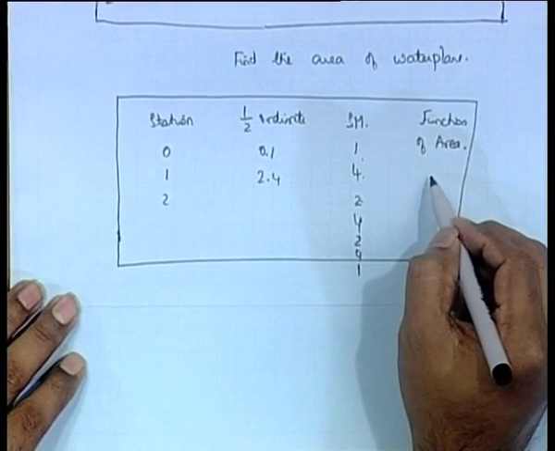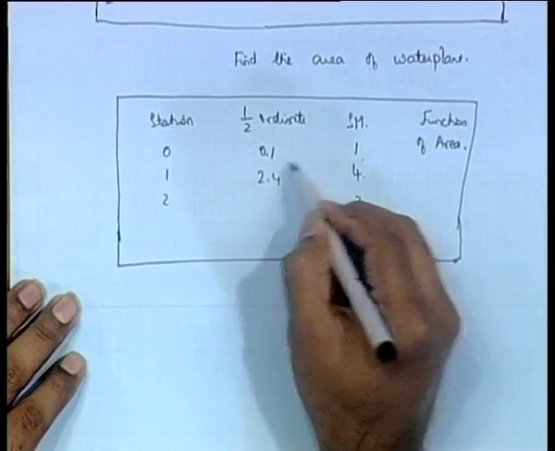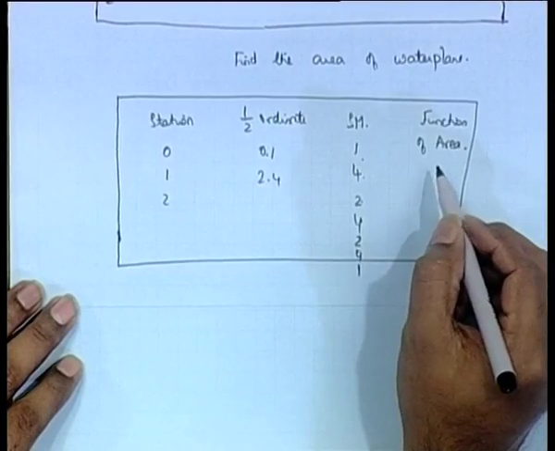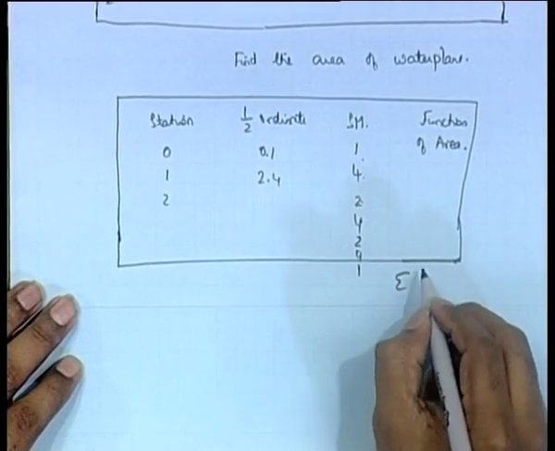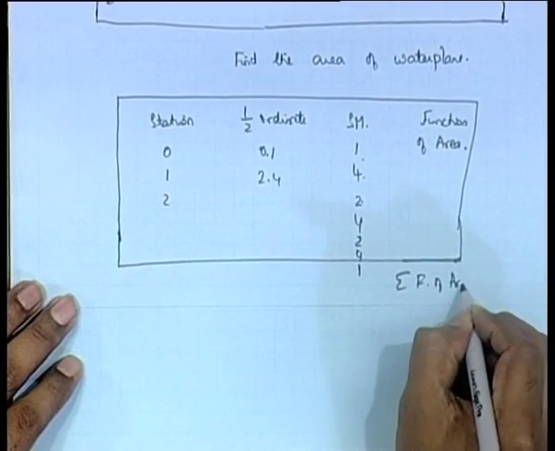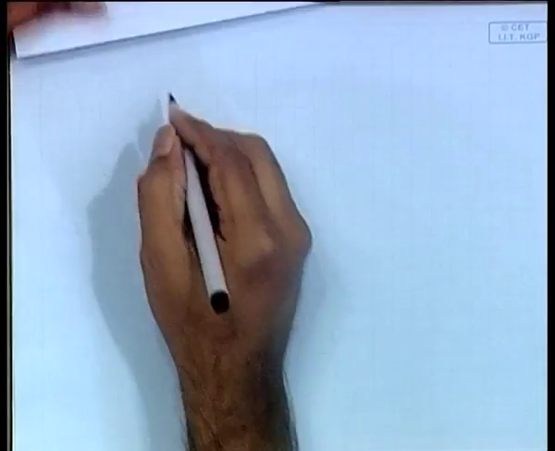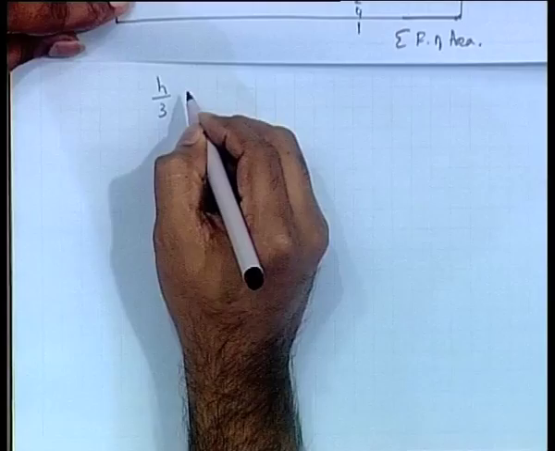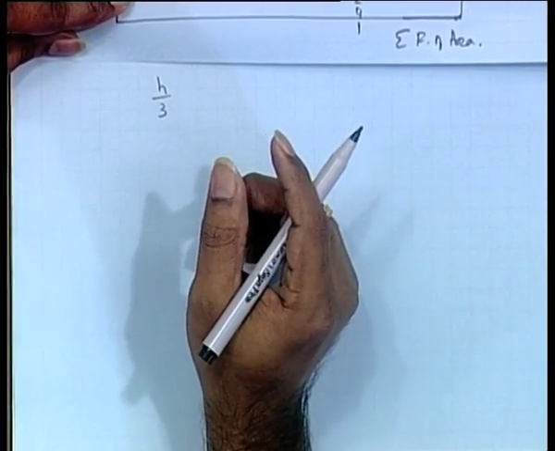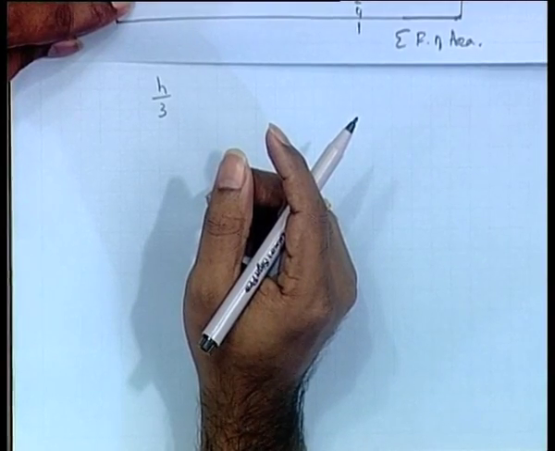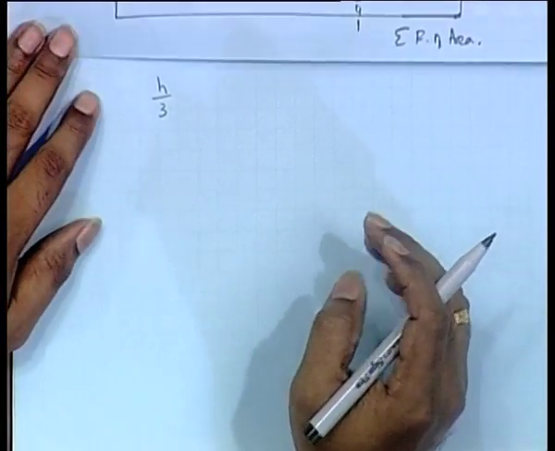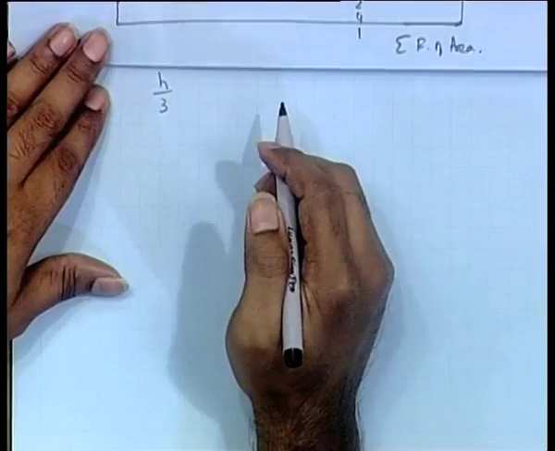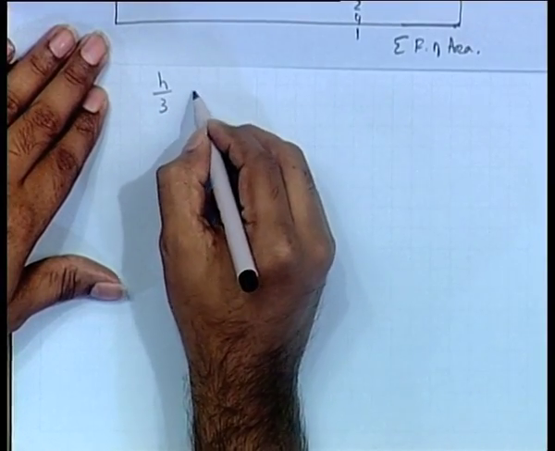What is this function of area? It is the half ordinate into the Simpson's multiplier. Then you sum up the total function of area, sigma function of area, and you apply this formula, h by 3 into that. h will be the distance between the stations, which is given. You are told that the vessel is 90 meters and it is divided into 7 stations, that means 6 equal parts. So, 90 by 6 you do that. So, h by 3 into this summation.